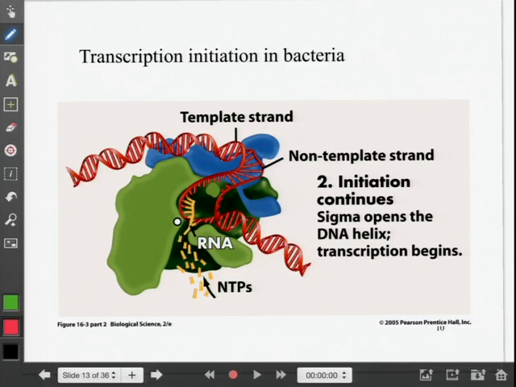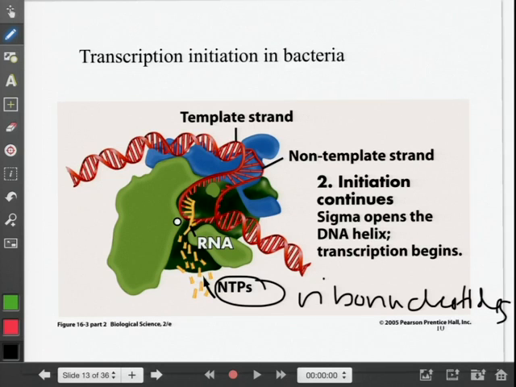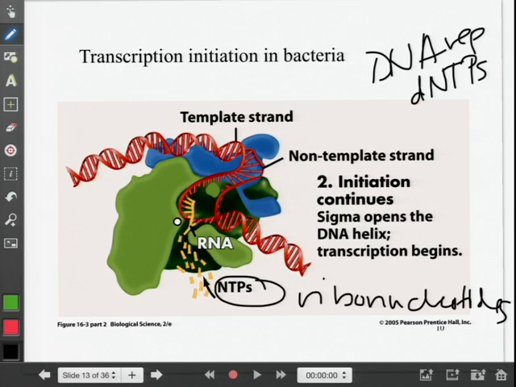So sigma's following at the beginning and helps open up the helix. We start complementary base pairing. Again, remember that this little abbreviation here just means ribonucleotides. Any of them, N stands for A, G, C, or U, right? Nucleotide triphosphate, so any of those. If we were talking about DNA replication, we'd call them dNTPs, so deoxyribonucleotide triphosphate.